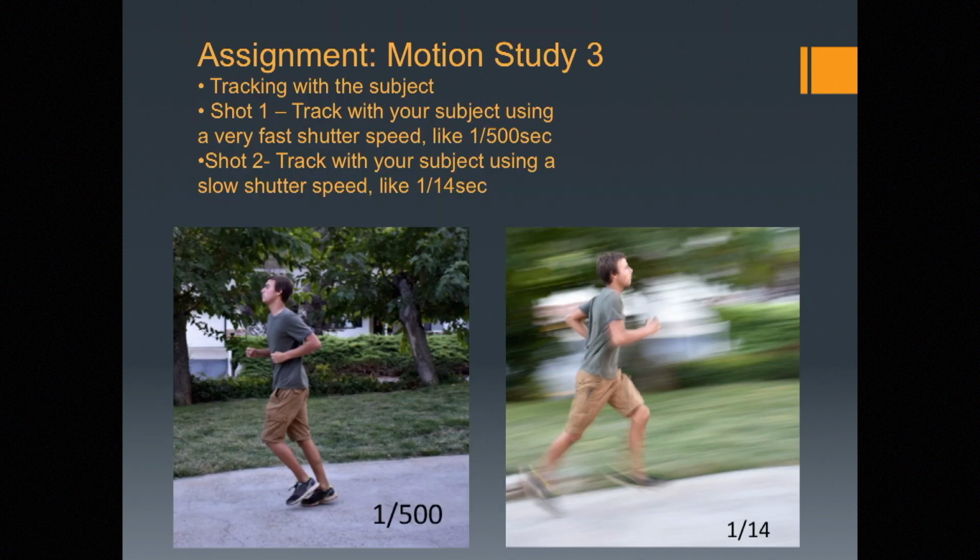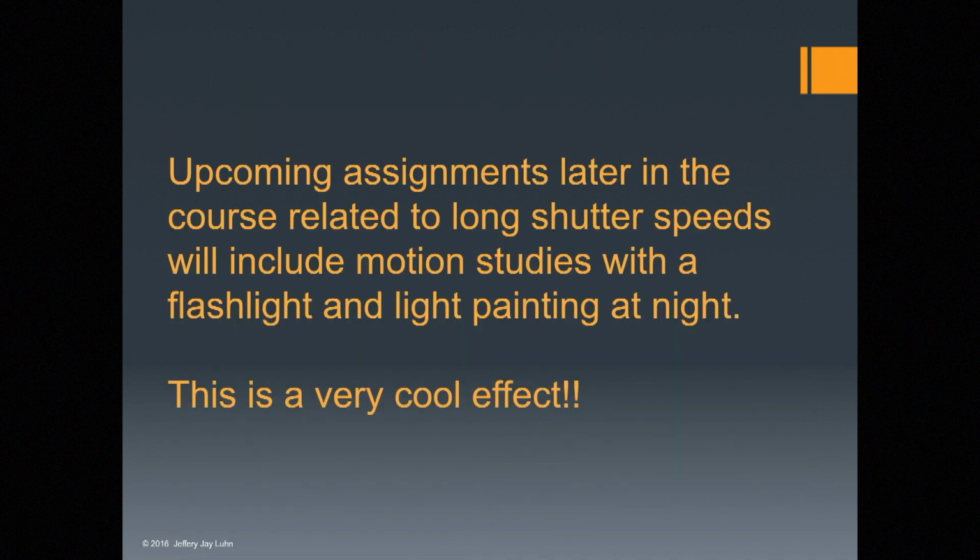Motion study 3, we are tracking with the subject. We are in the lower left, it's a 500th of a second, and the photographer is moving at the same speed as the subject, and it blurs the background ever so slightly, but the subject is quite sharp. Shot 2, we're tracking with the subject, traveling at the same speed as the subject, and we use a slower shutter speed, in this case a 14th of a second. That is the assignments for the coming week.